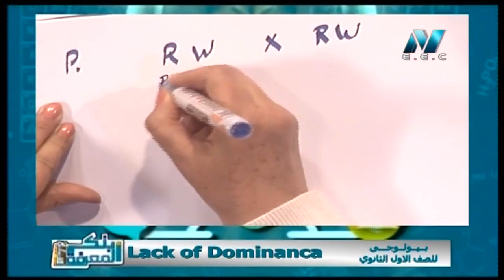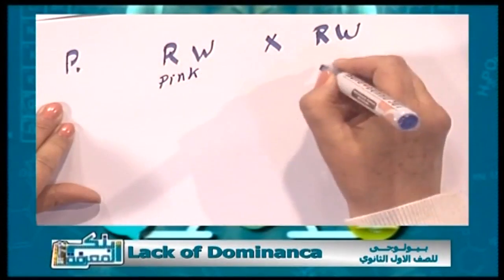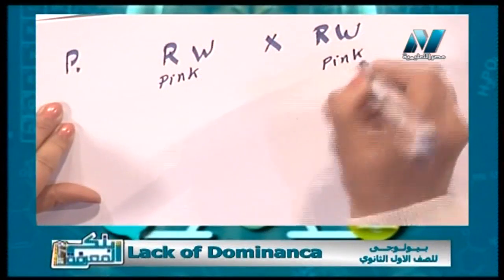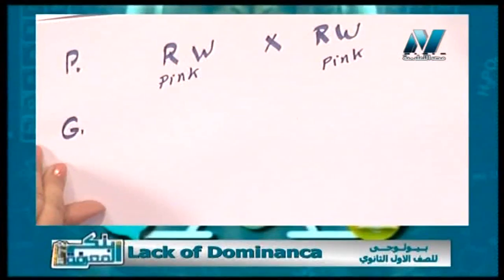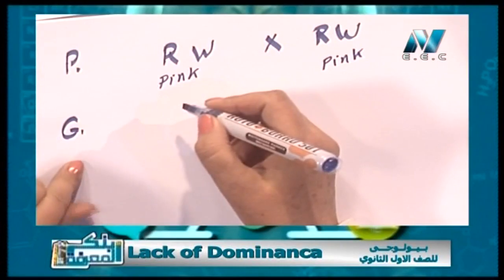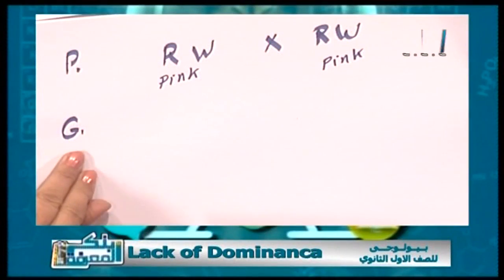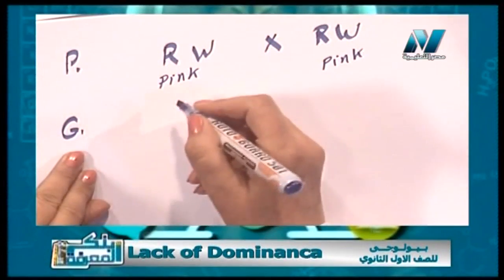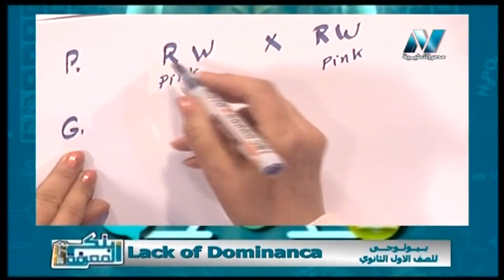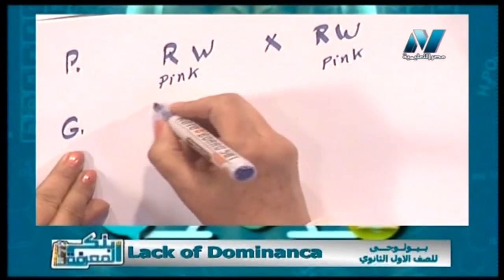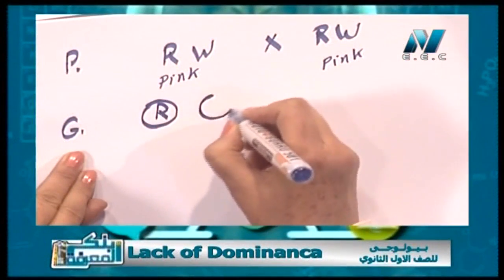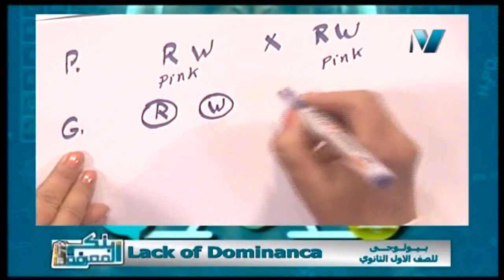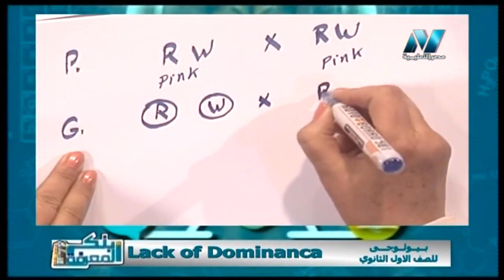So this is pink and this is pink. What will be the gamete? Again, the gamete is a reproductive cell that contains half the number of chromosomes. So we get in each gamete one half. Which one of them? Of course, each chromosome will be in a separate gamete. And the other individual will be the same.